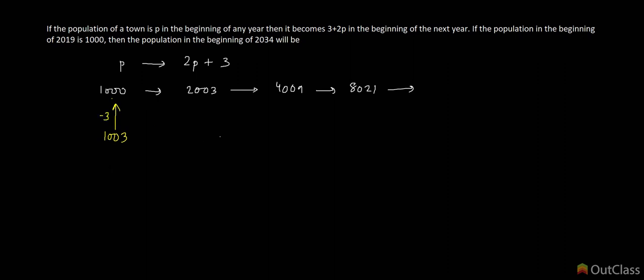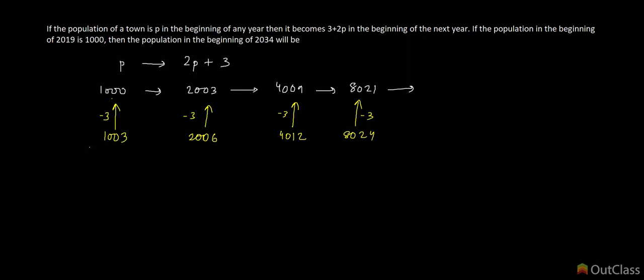And what drives you towards the solution should be the options. You will see that all the options contain something to do with the 1003 or a 997. So you have to understand that there should be some manipulation with the 3 there. And so you'll see that the first number is 3 less than 1003, the second number is 3 less than 2006, the third number is 3 less than 4012, and now you have a pattern, 8024 minus 3.